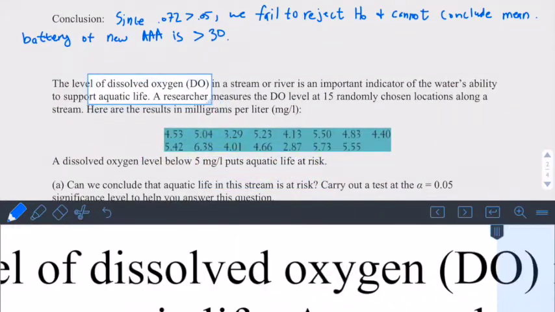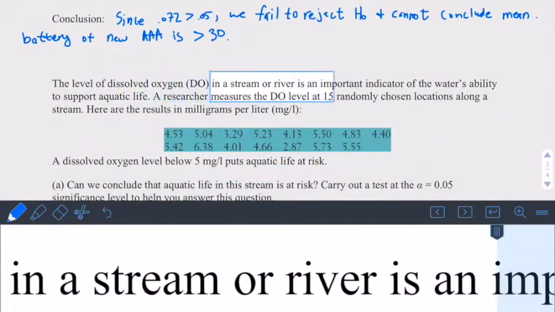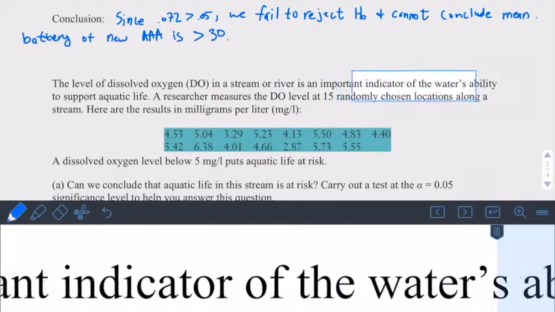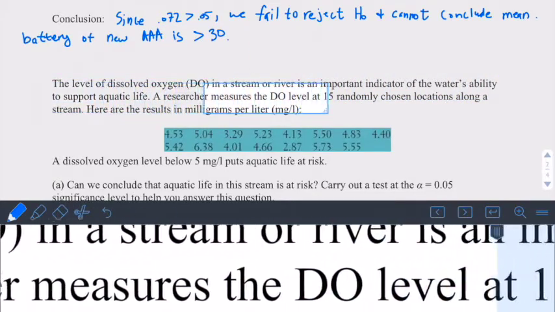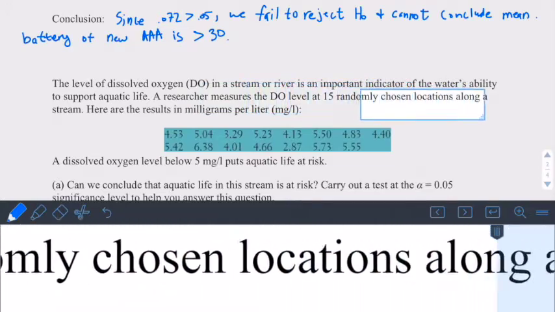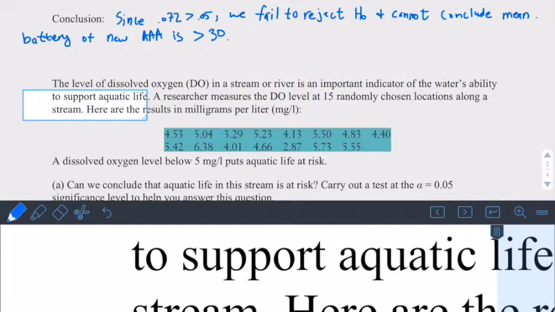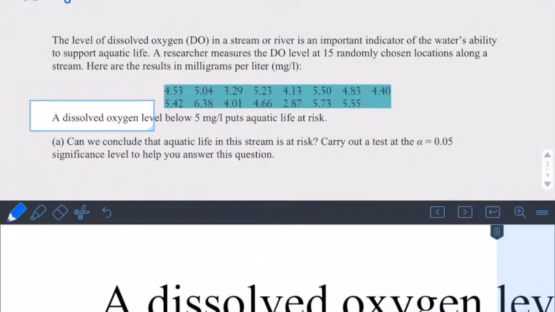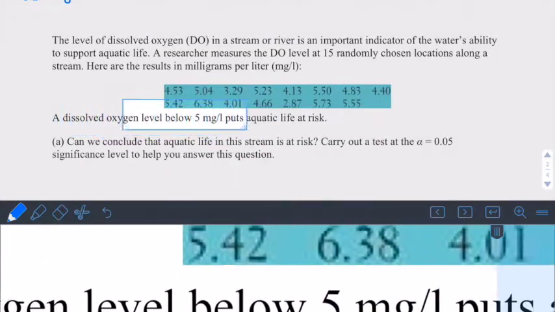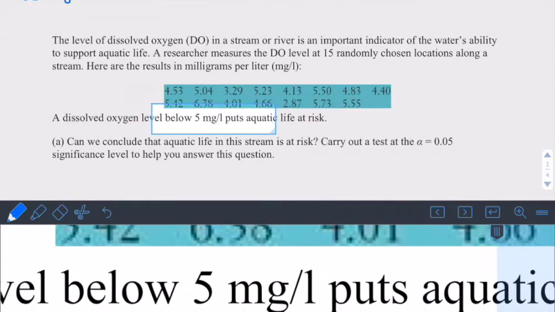The level of dissolved oxygen in a river or stream is an important indicator of the water's ability to support aquatic life. A researcher measures the DO level at 15 randomly chosen locations along a stream. Here are the results in milligrams per liter. And there's our data. A dissolved oxygen level below 5 milligrams puts aquatic life at risk.